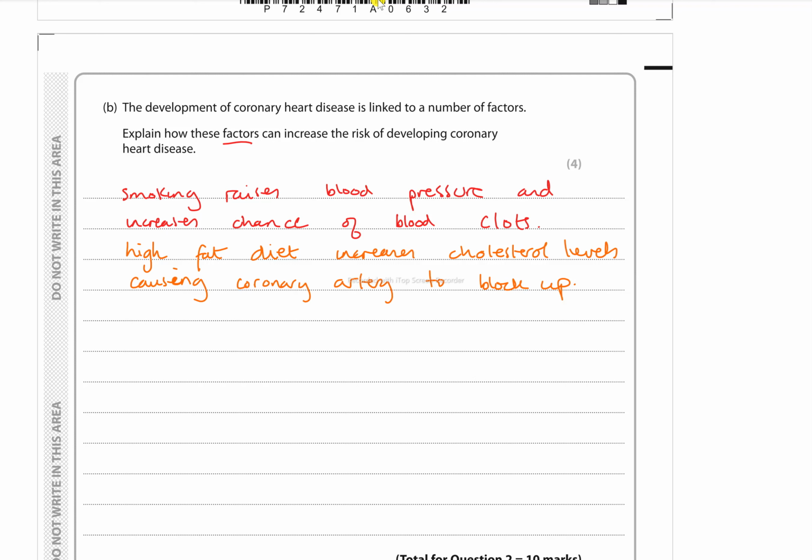What else would there be? Okay, that links to that. Obesity will lead to diabetes, and because you're carrying extra weight about, your heart has to work harder, and increases the, what do you call it, strain on the heart.